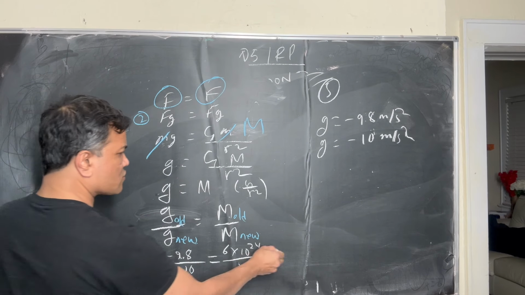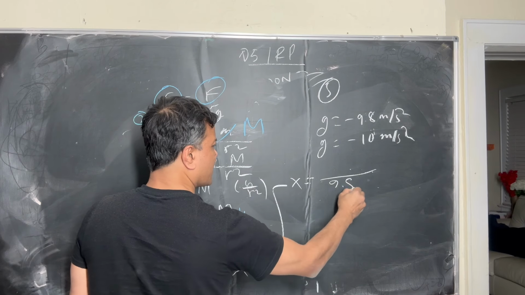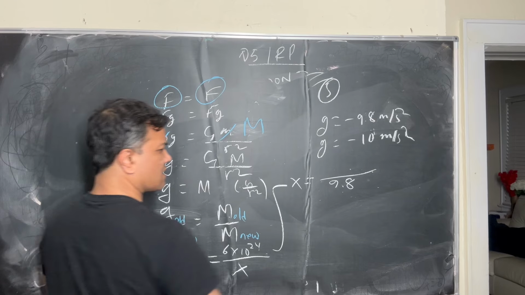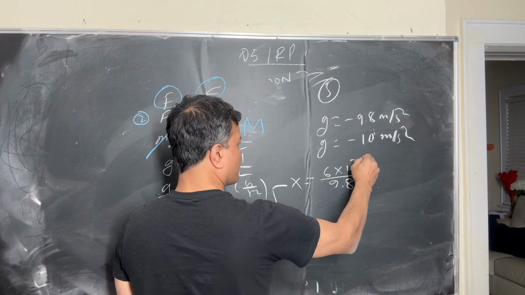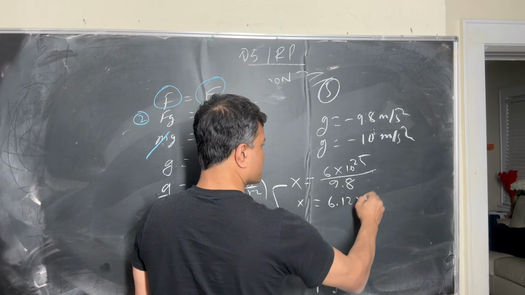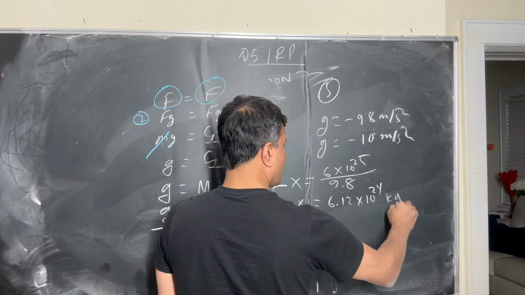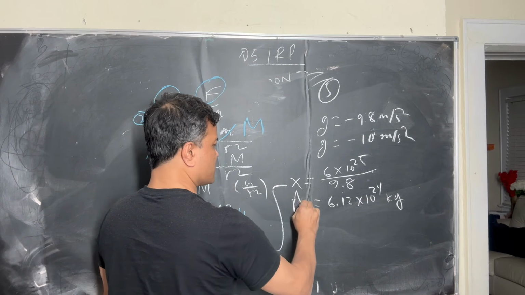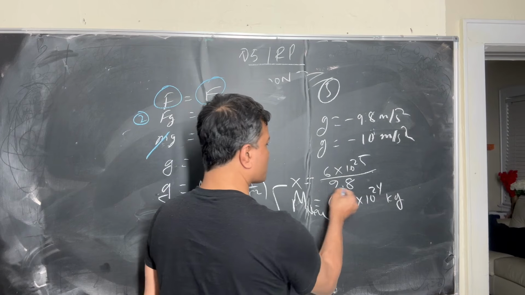Okay, great. So X is then what? The 9.8, negative cancels, and you have 6 times 10 raised to 25. So X is 6.12 times 10 raised to 24 kilogram. What is X? The new mass. All right, make sure you give only 2 sig fig.